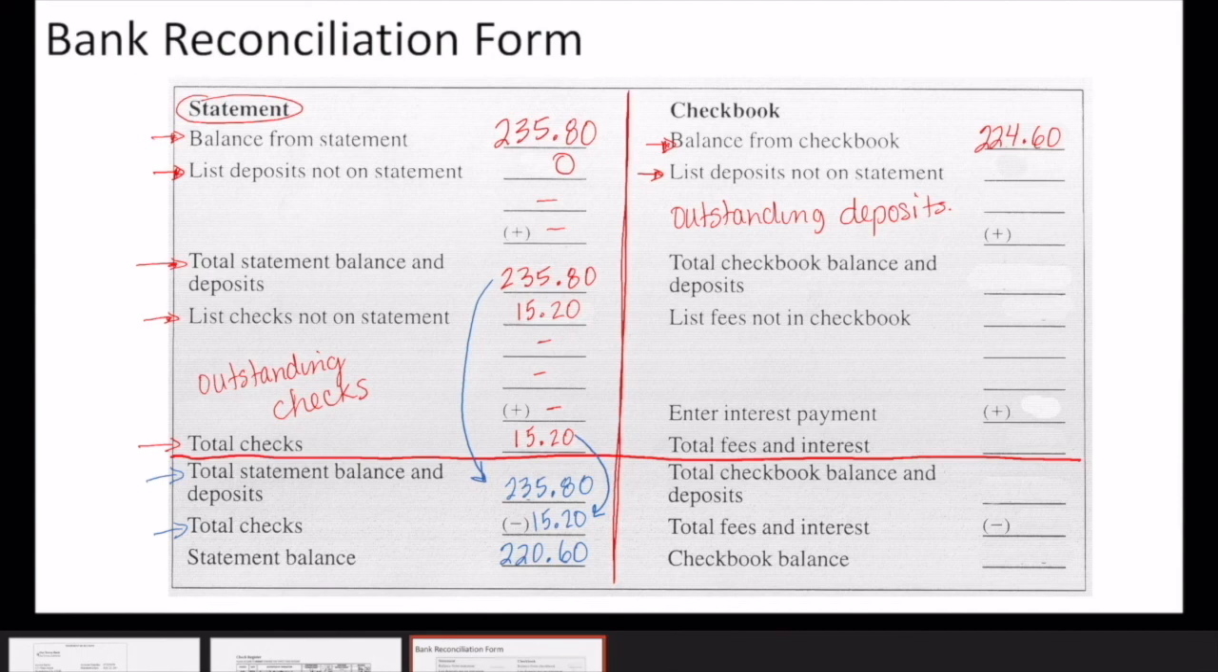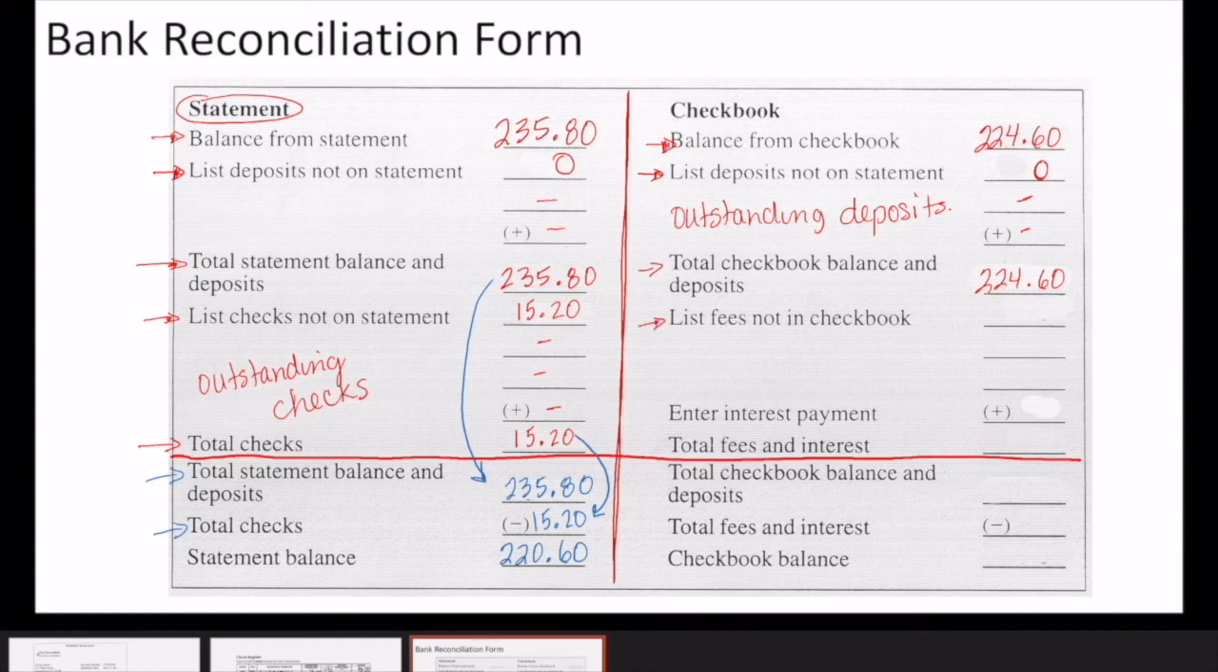But going back to that, we didn't have any deposits on our statement that weren't in our checkbook, so we will put a 0 there for now. If we had more than one, we would fill in those blanks. Okay, next we're going to take a look at total checkbook balance and deposits. So we would take $224.60 plus 0, and we get $224.60.